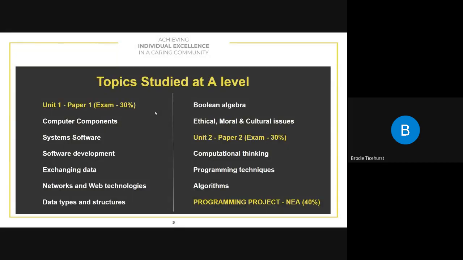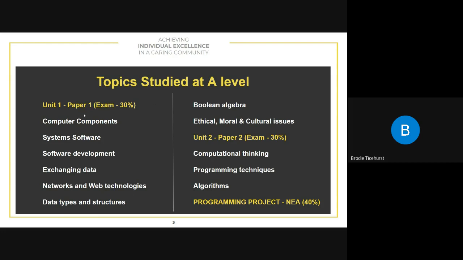Now, this course is broken down into three major components. There is a Unit 1 and a Unit 2, which are both exam assessed, worth 30% each, although a large part of the unit is broken down into a big programming project, which contributes to 40% of the final grade.